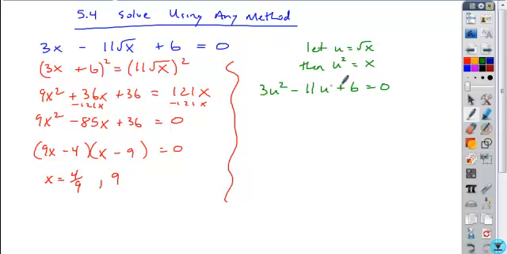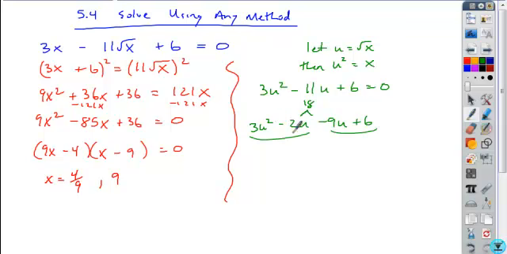If I test my leading coefficient and my constant, they have a total product of 18. Are there two factors of positive 18 whose sum is negative 11? Negative 2 and negative 9. So if I rewrite my middle term in those forms, drop down my first and last terms, and then factor by grouping.